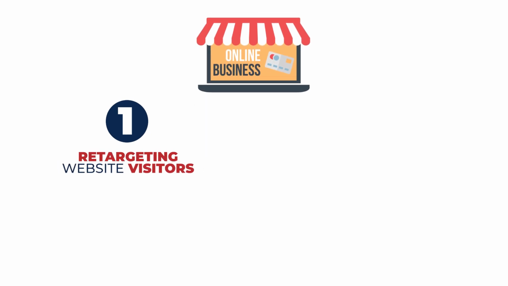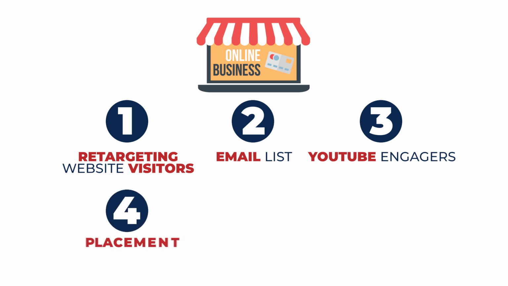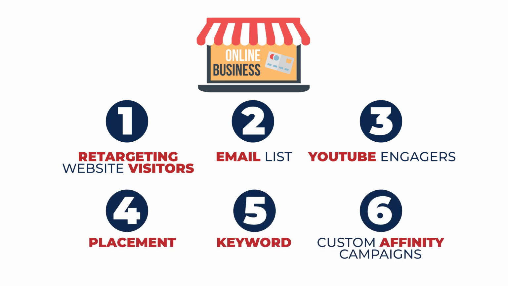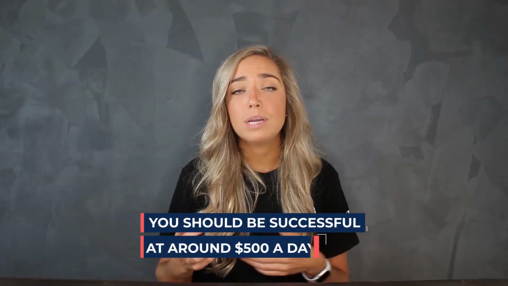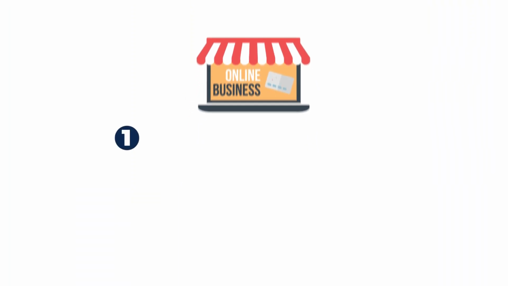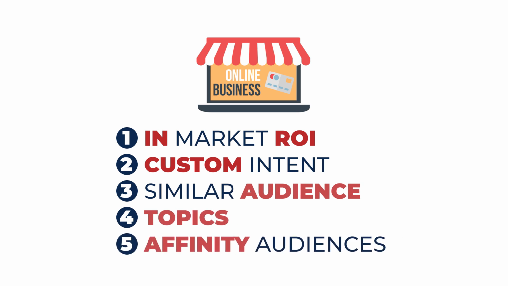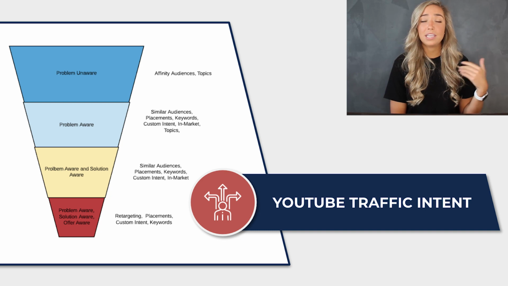Typically, how we would run through this with a client is we would start out with retargeting website visitors, email lists, and YouTube engagers, and then we would move out to placement, keyword, and custom affinity campaigns. And at this point, you should be successful at around $500 a day. Then getting into in-market ROI, custom intent, similar topics, and affinity audiences. And you're not going to be getting into these last groups until you're spending about $10,000 a day. But if you're not at that level, don't worry, just stick to the first 6 and you can still do really well. Just give it time and you'll get there.